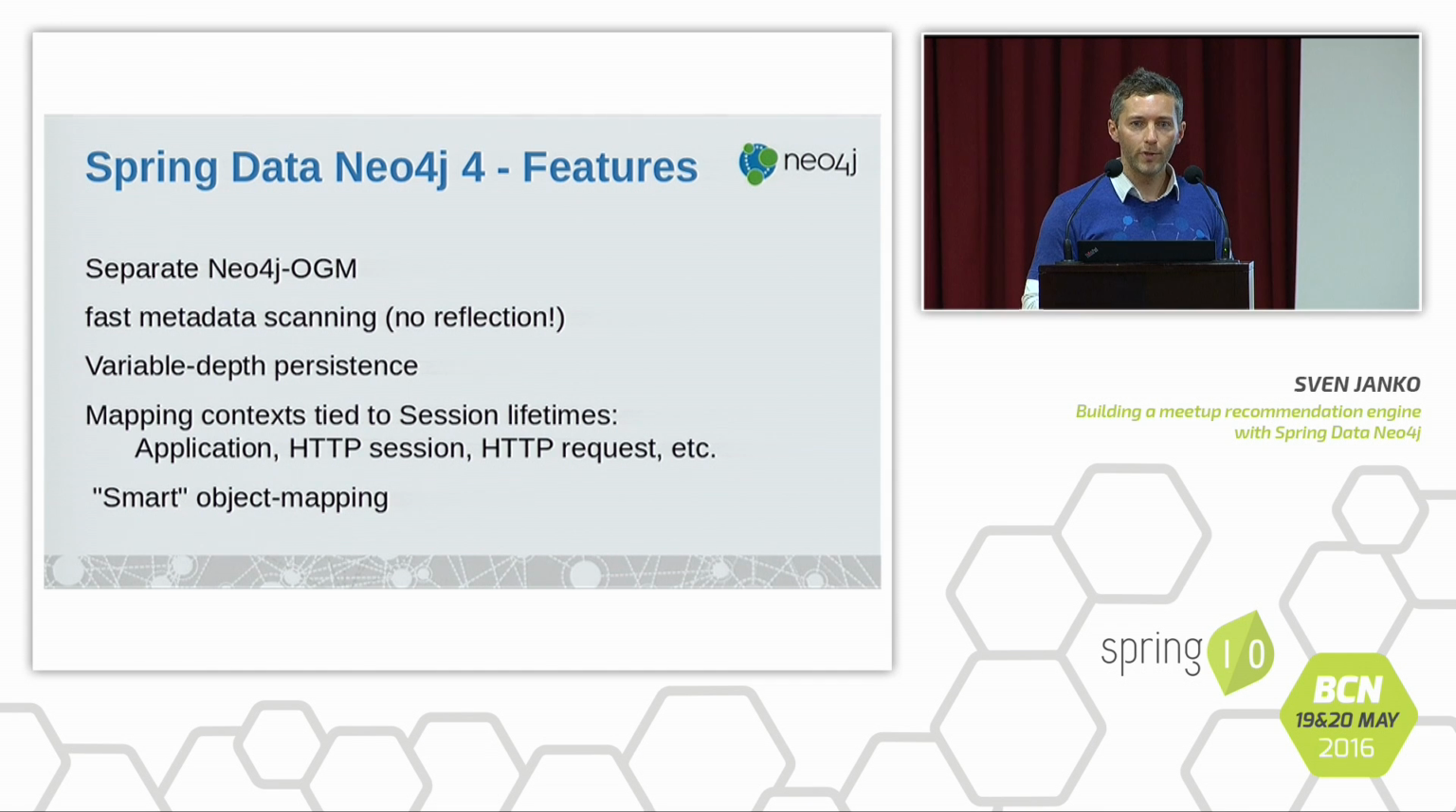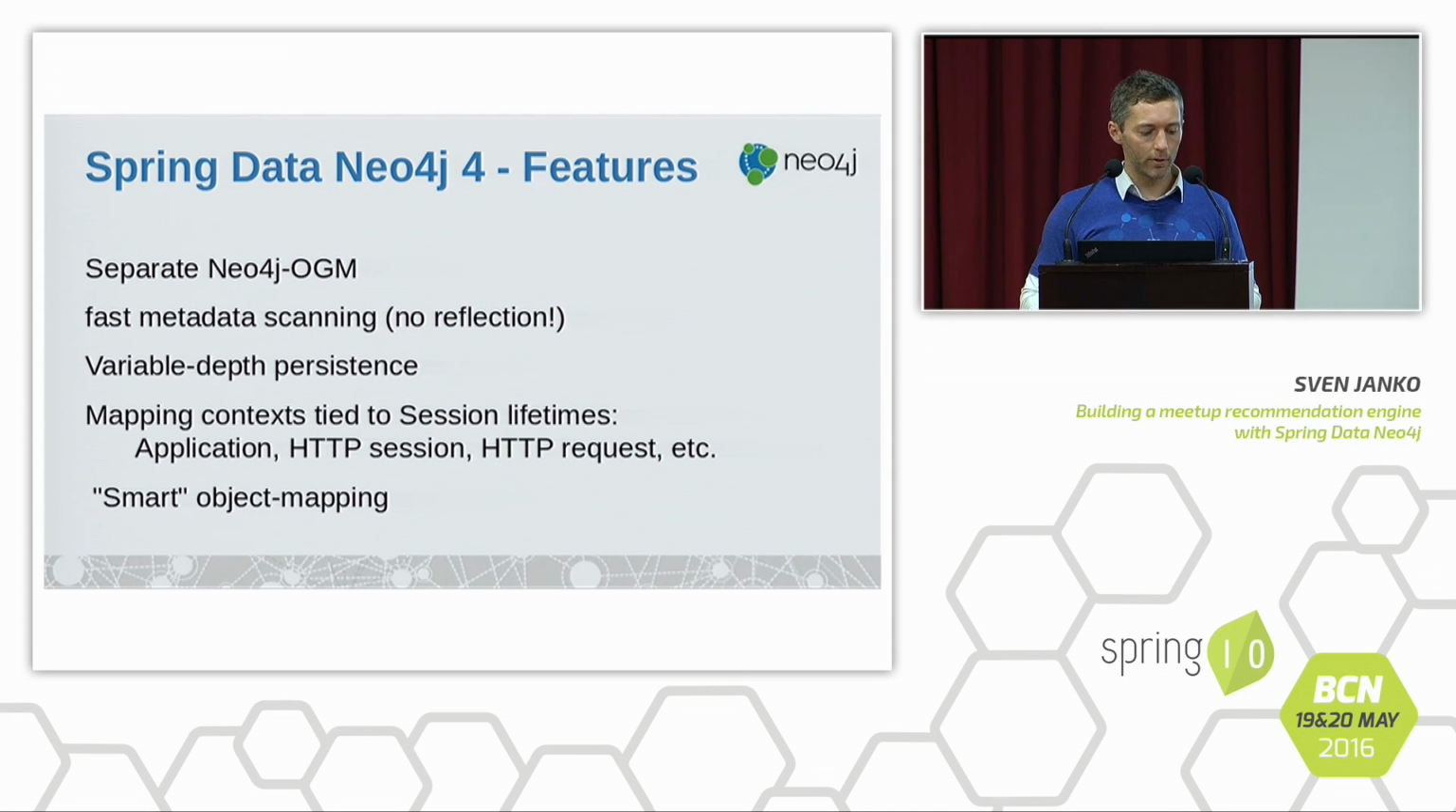Okay, some more features of SDN 4. That is the Neo4j OGM, which is Object Graph Model. In fact, the main part of the functionality of SDN was shifted to OGM, to the OGM project, so that you also can use OGM as standalone without using Spring. In our example, we of course use Spring, and I would also recommend to do so, but it's possible to use only OGM. The main reason for that was that we are now no longer dependent on the Spring release cycle and can also provide updates faster.